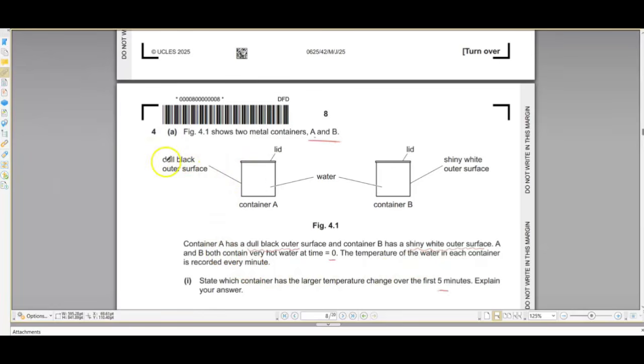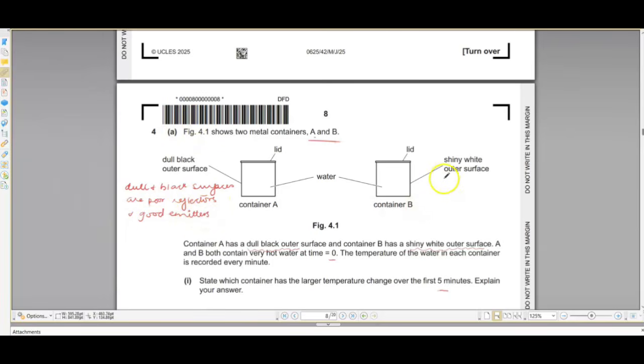Let's go through and look at the question. This container A has a dull and black outer surface, and this container B has a shiny and white outer surface. From our knowledge, we know that dull and black surfaces are poor reflectors and good emitters.